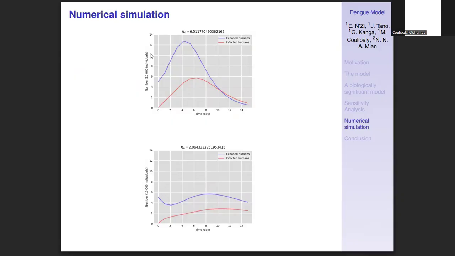The first simulation, we make with the data of our country. When we reduce beta 1 very strongly, we get these curves. The blue is the trajectory of exposed humans, and the red, the trajectory of infected humans. So we can see that with a certain reduction of beta 1, it's very possible to slow the disease.